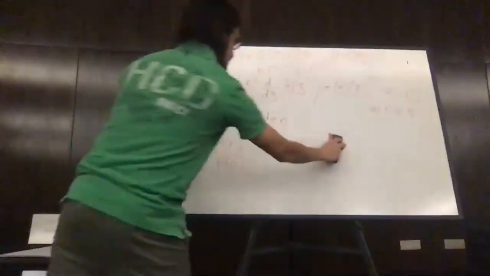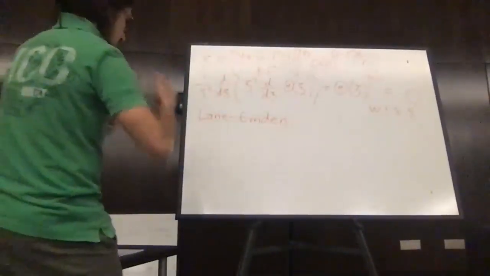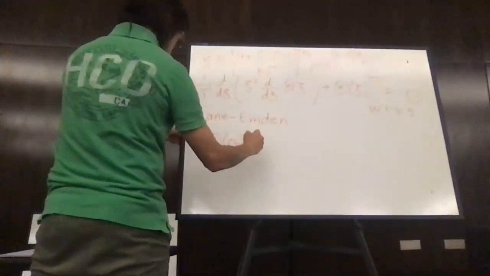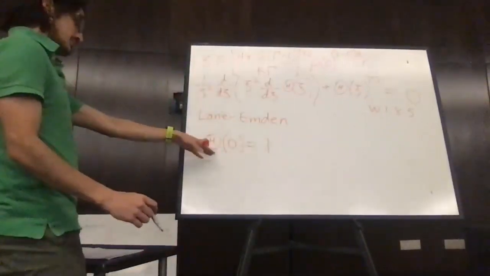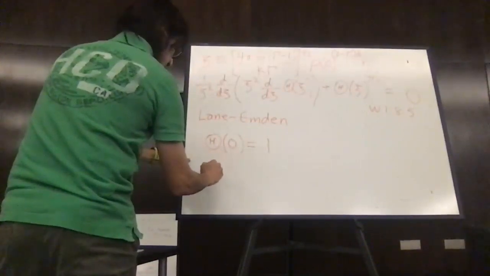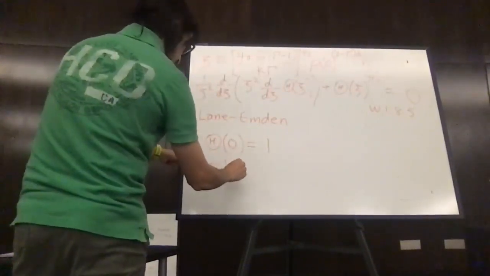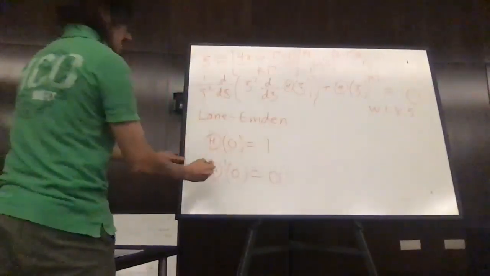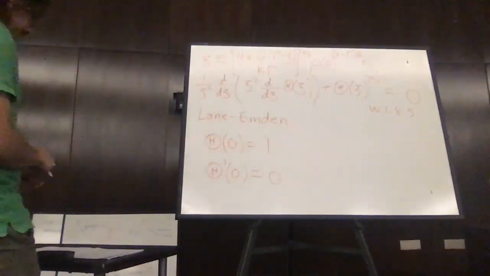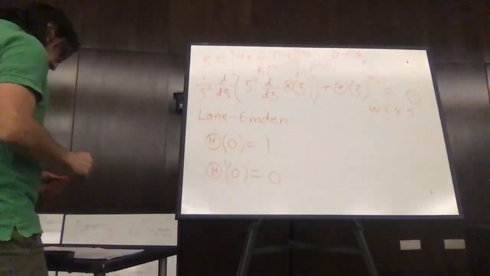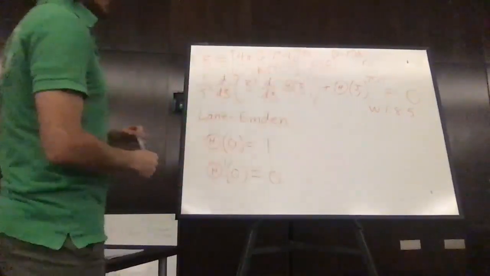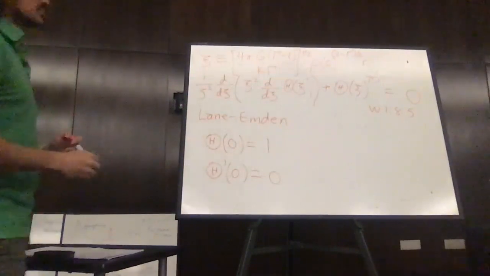Then the boundary conditions are omega at 0 equals 1, from the definition of omega, and omega prime at 0 equals 0. So it doesn't go directly down or up; it has to start constant. So K and rho at 0 are the parameters that you can fit to your star.